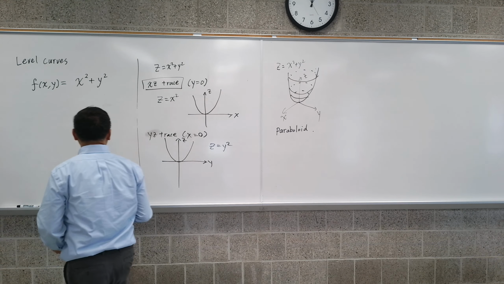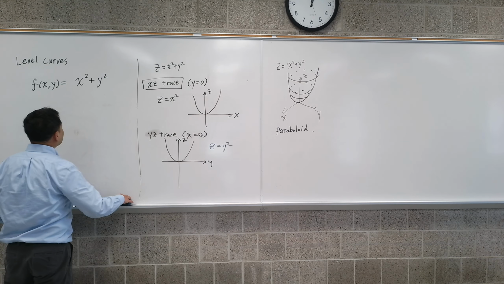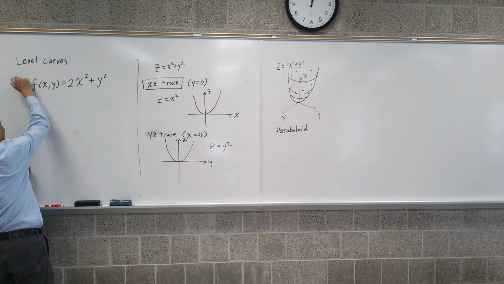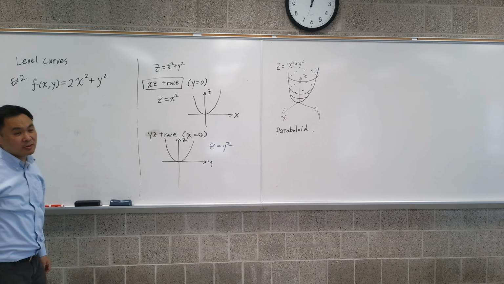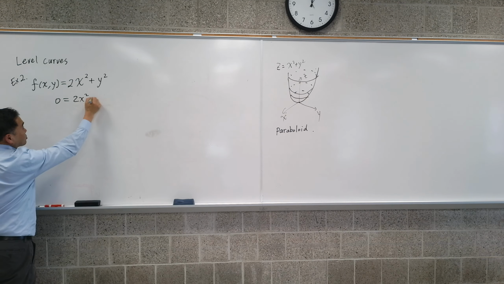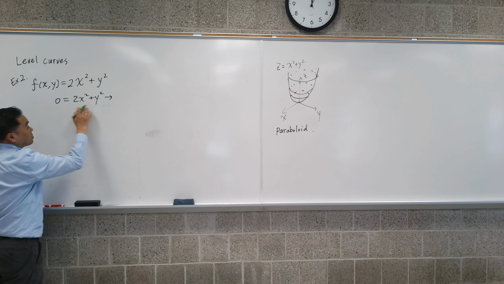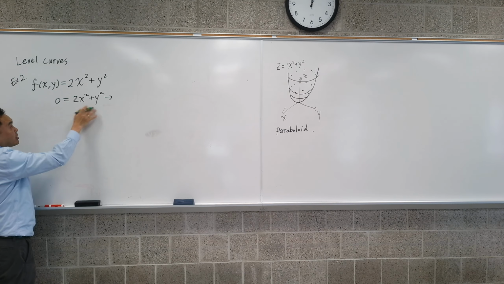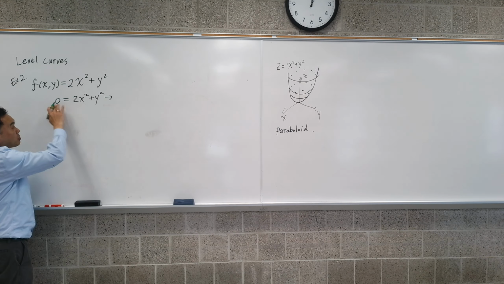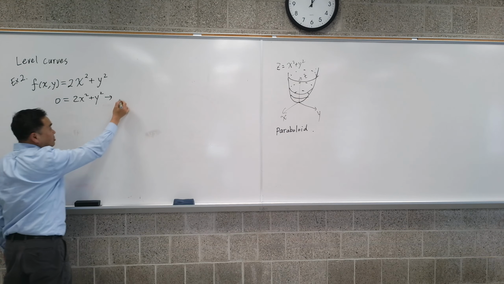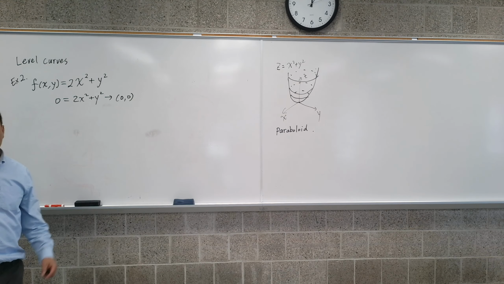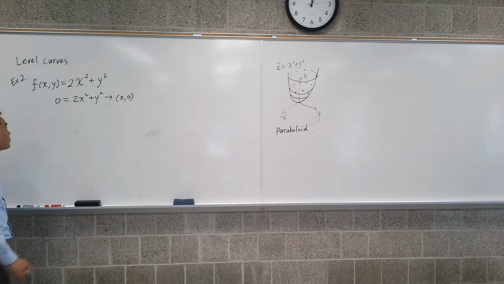So let me change this slightly. What if I put 2 here? So this is example 2. Well, still 0 equals 2x squared plus y squared gives you just a single point. The only pair of numbers that satisfy this is 0, 0, right? Anything else you put in will be bigger than 0. So the only solution to this is 0, 0. So at the level curve k equals 0, it'll still give you a point at the center.